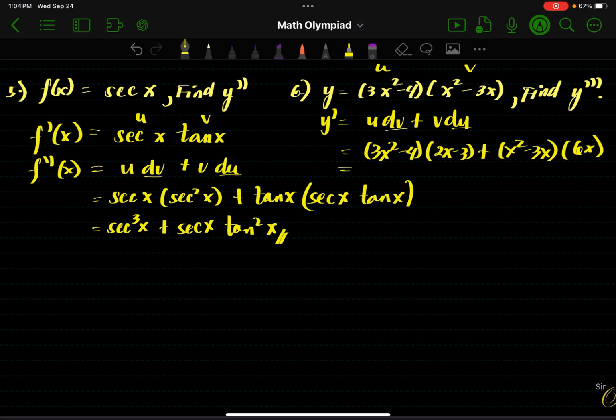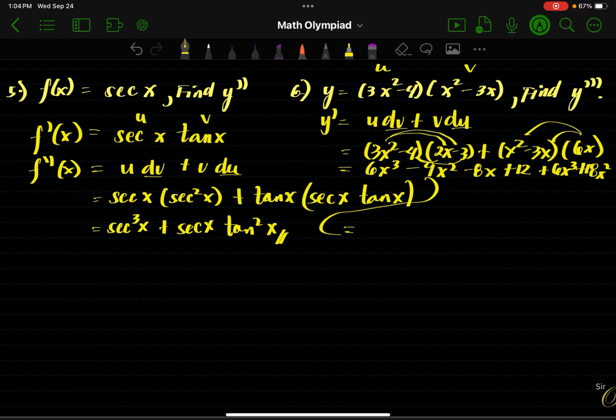Then simplify. Apply the FOIL method: 3x squared times 2x, that is 6x cubed. 3x squared times negative 3, that is negative 9x squared. Negative 4 times 2x is negative 8x. And negative 4 times negative 3 is positive 12. So 6x, distribute: 6x times x squared, that is 6x cubed. And 6x times negative 3x, that is negative 18x squared.